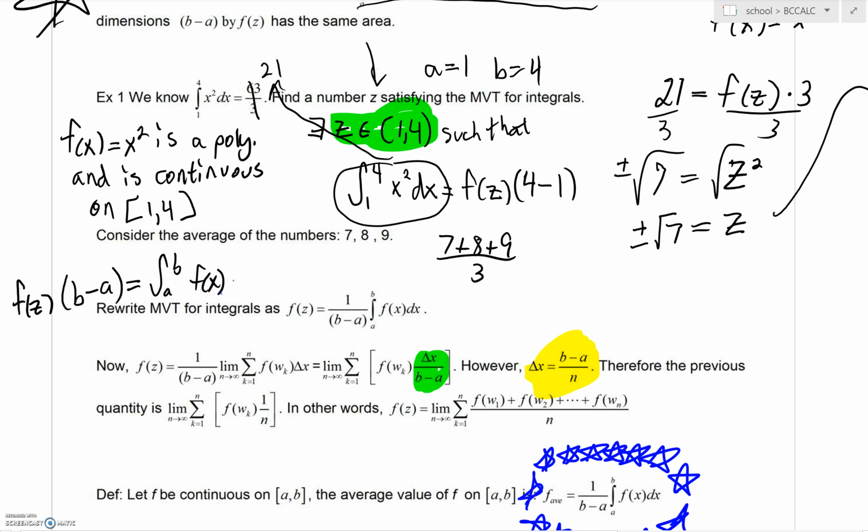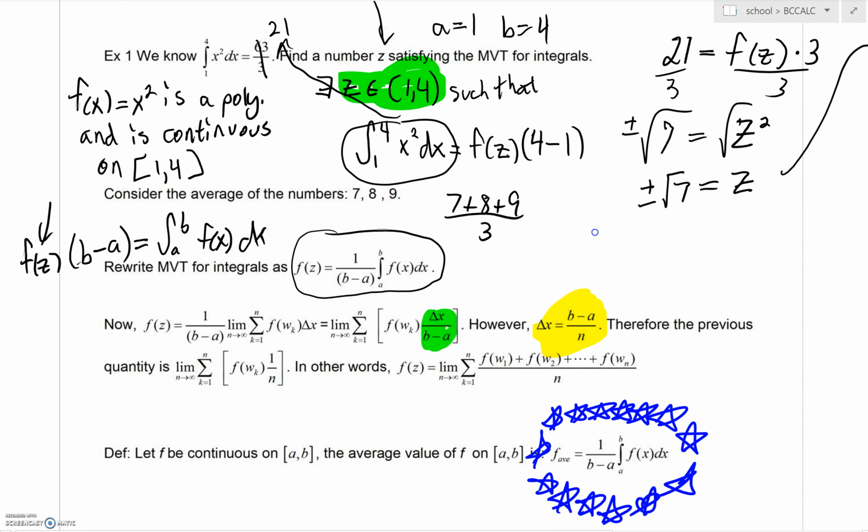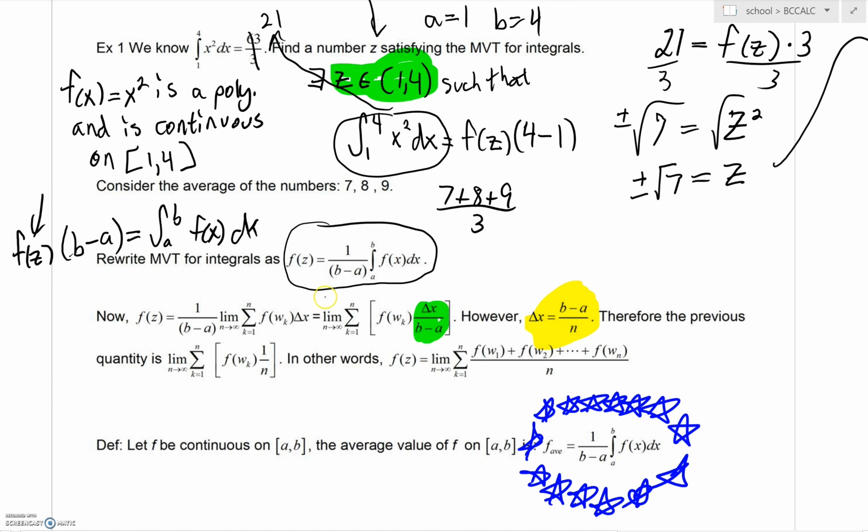If we had that, what if we solved for f of z and divided by b minus a? So we had something like so. And we're going to break this down into a Riemann sum. We're going to say, look, this integral is really saying, let's have the area of a rectangle, f of w sub k times delta x. And by the way, we're going to have an infinite number of rectangles as well. So we could bring that b minus a in and say we have delta x all over b minus a inside. So we've got f of w sub k times that.